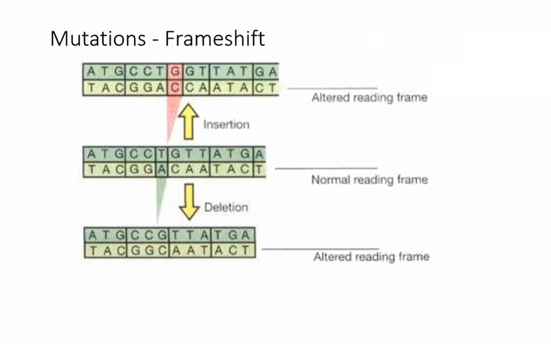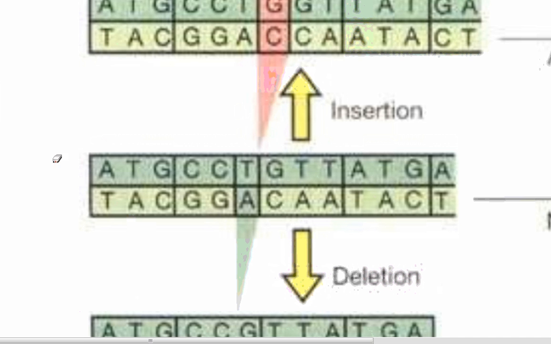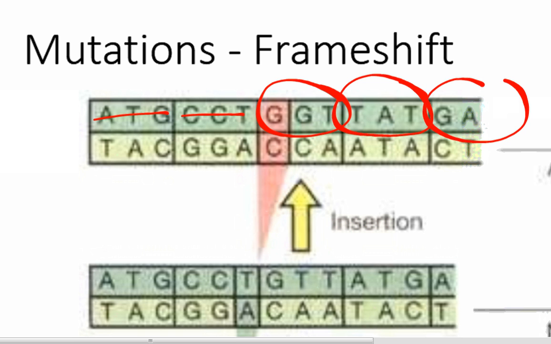So let's look at this picture. Let's look at this middle section, which is the norm. All right, ATG, CCT, that's the DNA. Well, what happens if you insert something after the T? Well, the first couple of codons are okay, but then this second one, which used to be GTT, is now GGT. That second T is added here, and notice everything is going to be broken after that. You're going to have a completely different group of amino acids as a result of that.